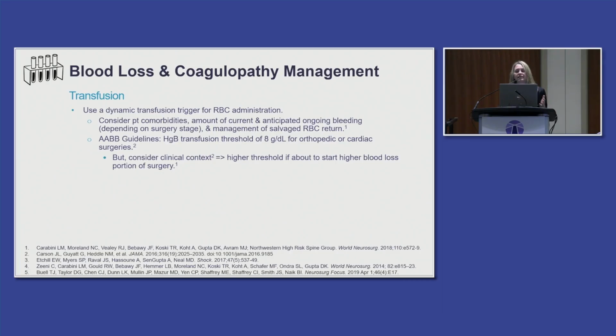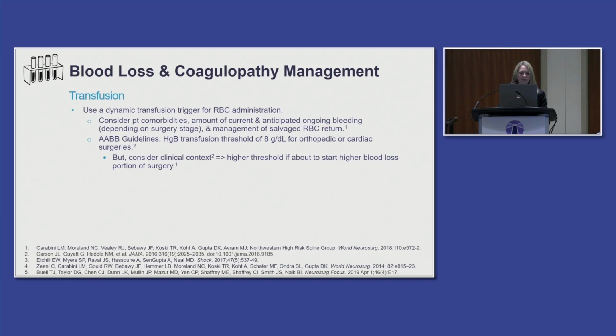As far as when to start transfusing RBCs, you can use a dynamic transfusion trigger. So consider the patient comorbidities, the amount of current and anticipated ongoing bleeding, depending on where we are in the surgery, and consider where you are with the cell saver. It's a shame to give an allogeneic unit and then be handed a cell saver bag.